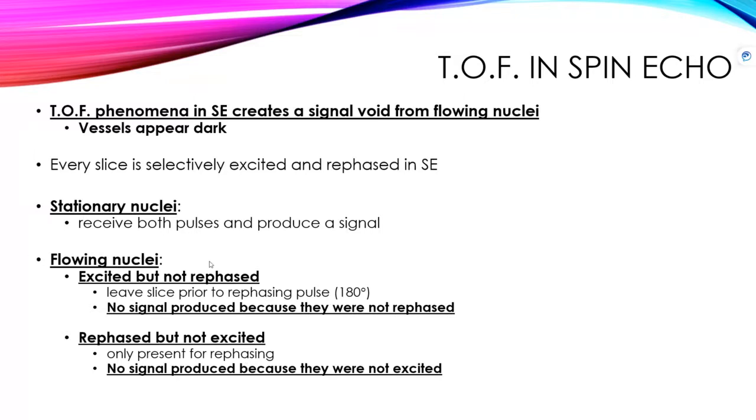So flowing nuclei in spin echo are going to always show up as a signal void for these two reasons. Either they're going to be present for the excitation and not the rephasing, or they're going to be present for the rephasing and not the excitation.